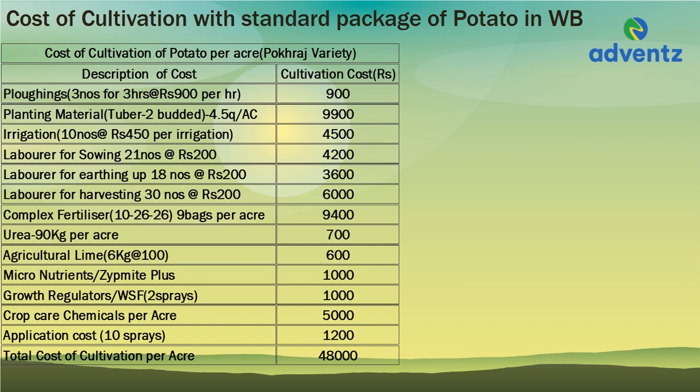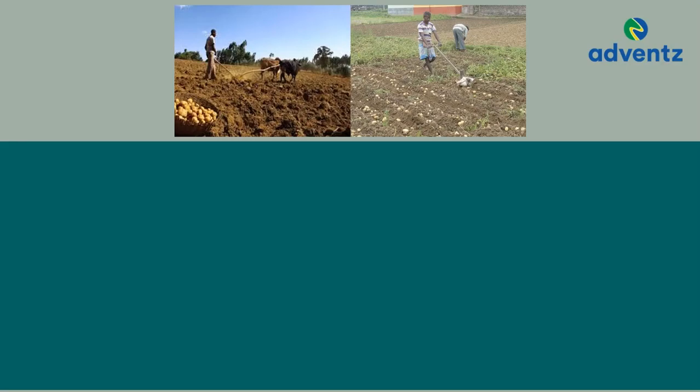Cost of cultivation with standard package of potato in West Bengal. So this is the cost of cultivation with standard package of potato in West Bengal. Plowings, which is 3 in number for 3 hours, is at 900 rupees per hour. Planting material, which is tuber 2 budded, is 4.5 quintals per acre, and so on and so forth. So we have the different listings of the different packages which are required in potato in West Bengal.